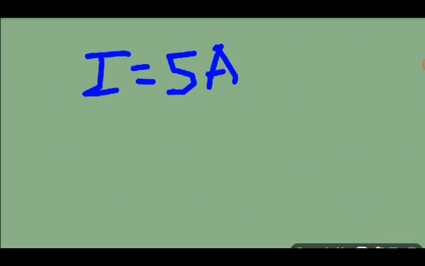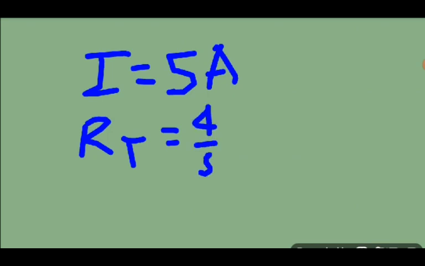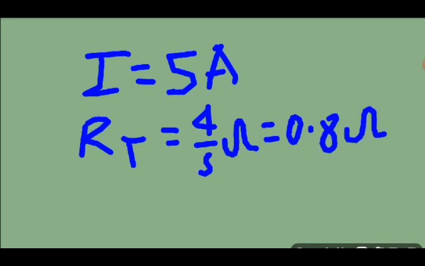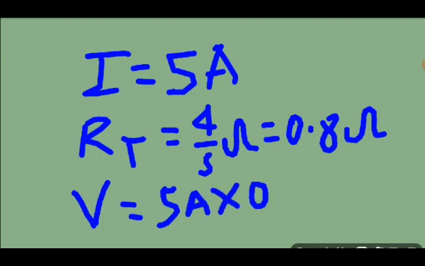Having the current, which is 5 ampere, it goes through the 2 resistors. Therefore, the potential difference across R1 should be calculated. We know that R total for the parallel part is 4 over 5 ohm, which is 0.8 ohm. So the voltage across them is equal to 5 ampere multiplied by 0.8, which is equal to 4 volts.